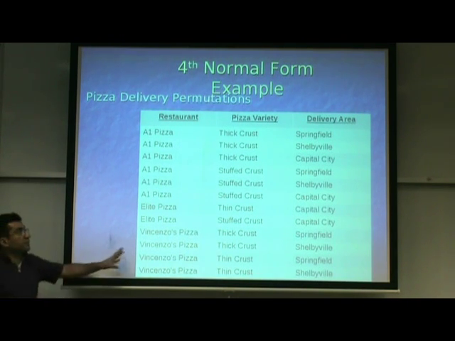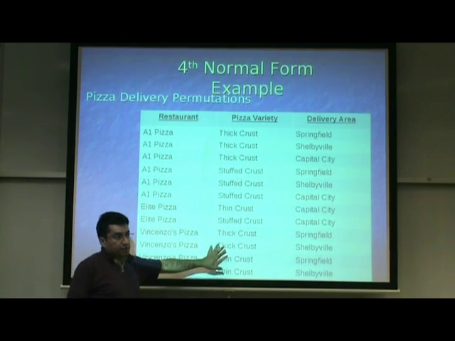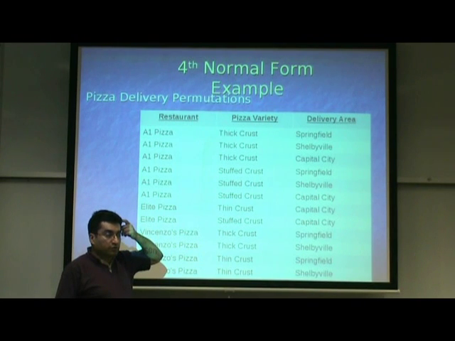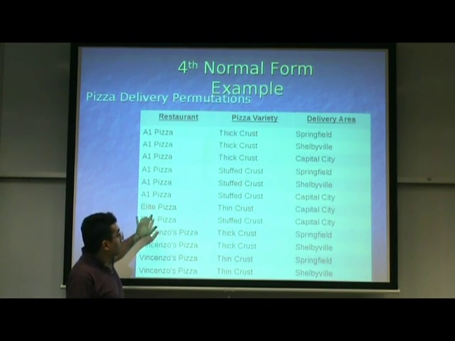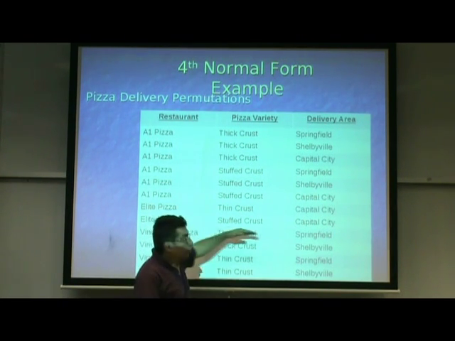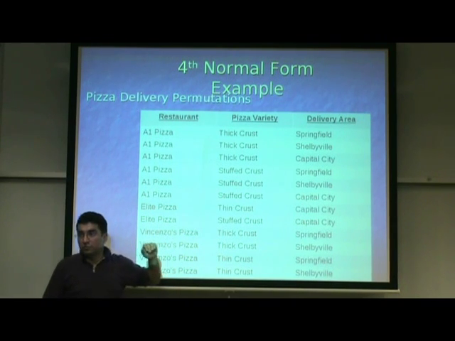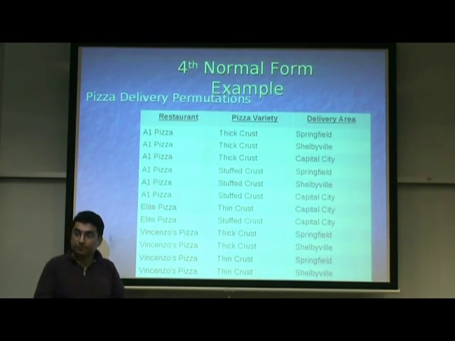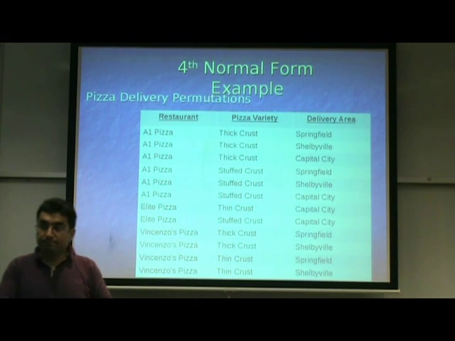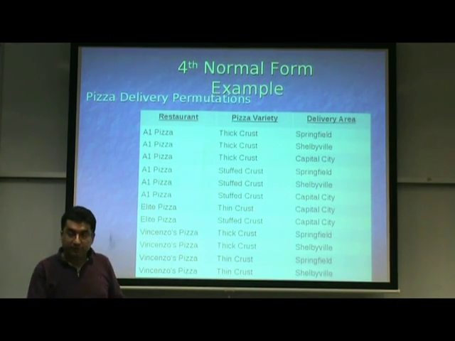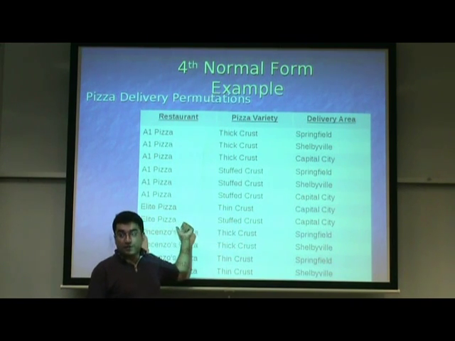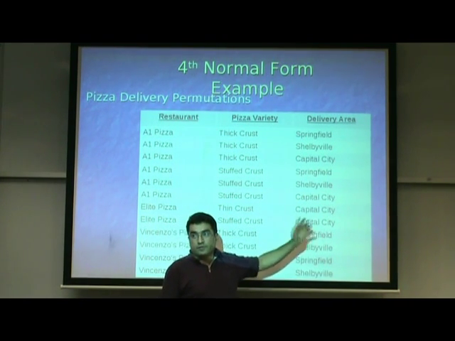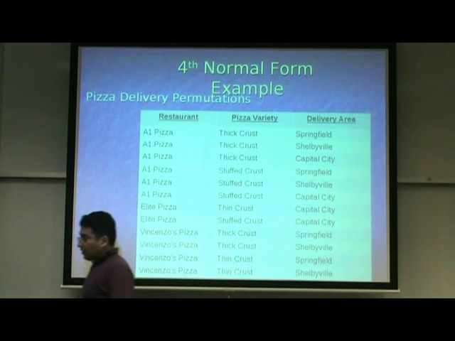Therefore, in this table, all of these attributes should be primary key. A pizza variety alone cannot identify the whole record. No, we cannot go backward. We cannot decide the restaurant from the pizza variety, or define the delivery area.